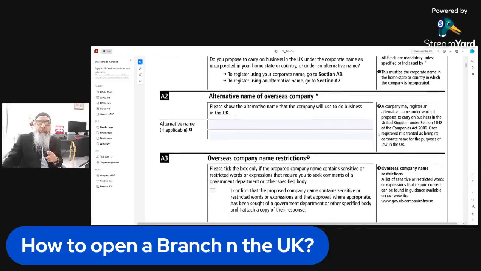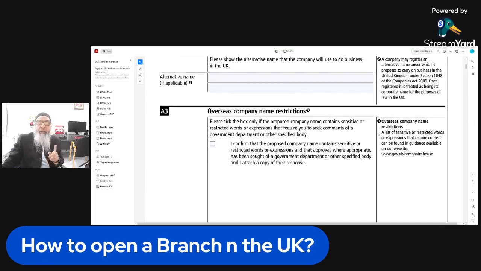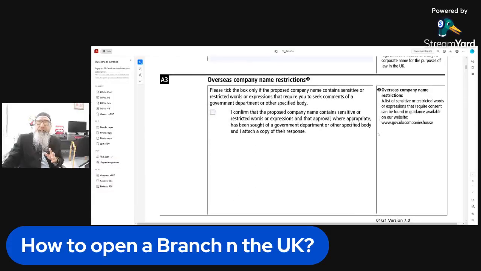So A2 is the alternative name of the overseas company. Please show the alternative name that the company will use to do business in the UK. Now, overseas company name restrictions. There are certain restrictions in using the name.